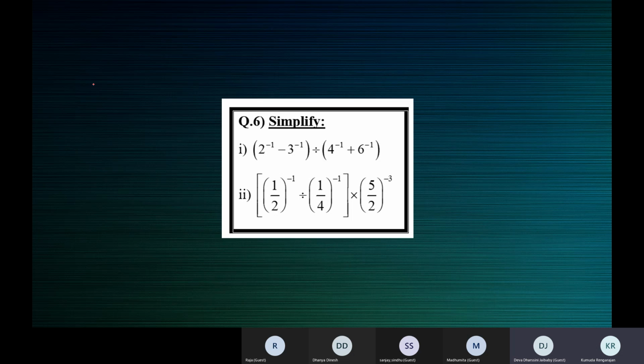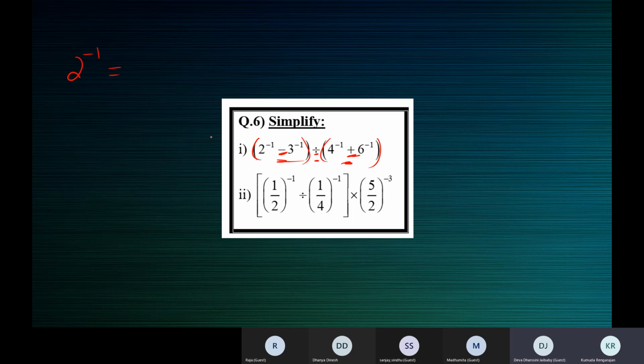We'll have to simplify like this. So what is 2 to the power minus 1? What is the equivalent of 2 to the power minus 1? Don't write, children. We'll understand first. The connecting signs are minus and plus. Here it is division. But within the bracket, we need to simplify this bracket first and then this bracket. And then the two results we have to divide. Whatever you get here and whatever you get here, you should divide.